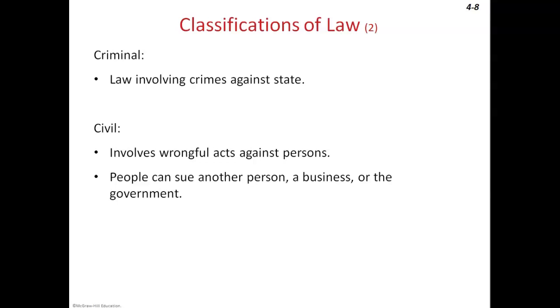Criminal law, on the other hand, is laws involving crimes against the state. The state will have laws against things like murder, burglary, robbery, arson, rape, larceny, practicing medicine without a license. In these cases, when the law is broken, it is a violation against a public law forbidding or commanding it. Therefore, charges will be brought by the state against the alleged offender.